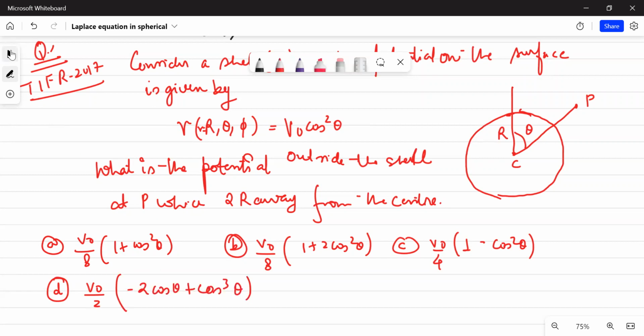Okay, so this was asked. You just try to solve this question, and I'm giving you 2 to 3 minutes.